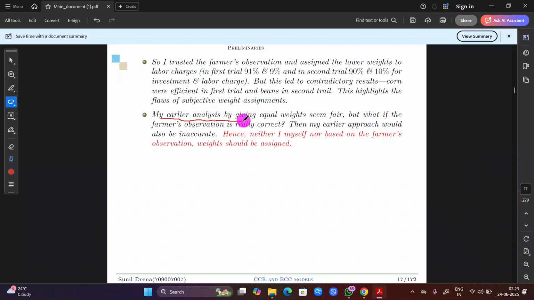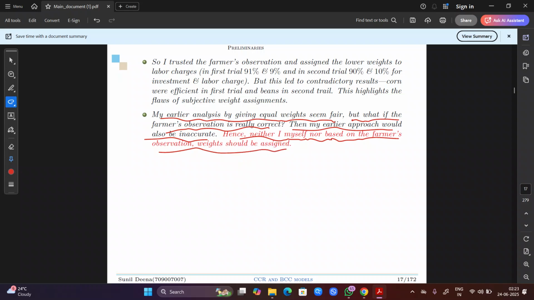My earlier analysis by giving equal weight seems fair, but what if the former observation is really correct? If the farmer is observing that I will not give equal importance to the labor, and he is thinking correctly, then how much weightage should we give for labor? 90, 91, 92? We don't know for what weight we are getting the profit. Then my earlier approach would be inaccurate. Hence, neither I myself nor the former observations should assign the weight.